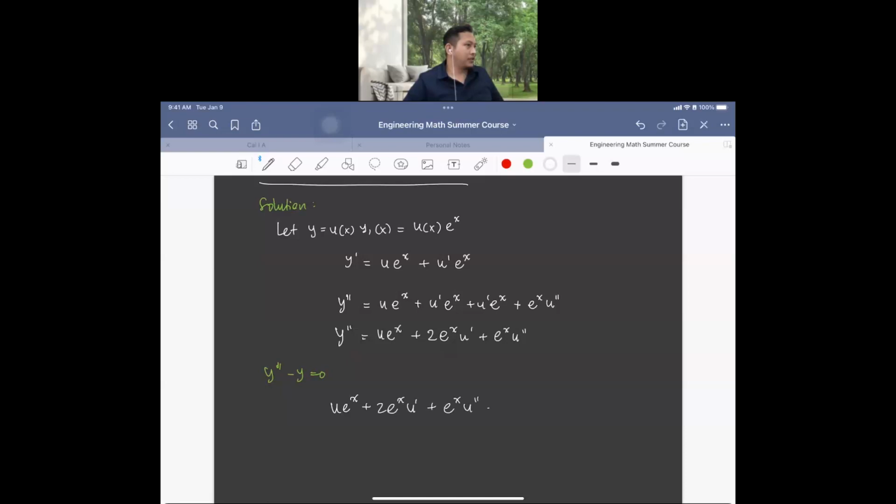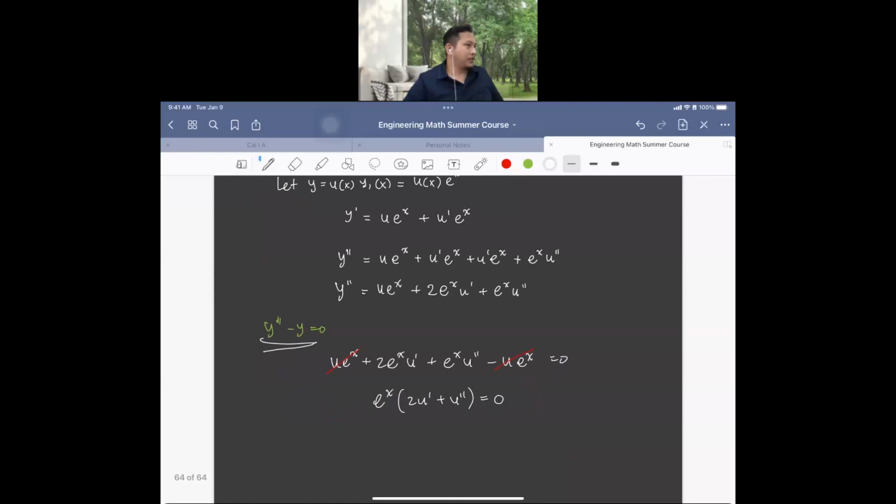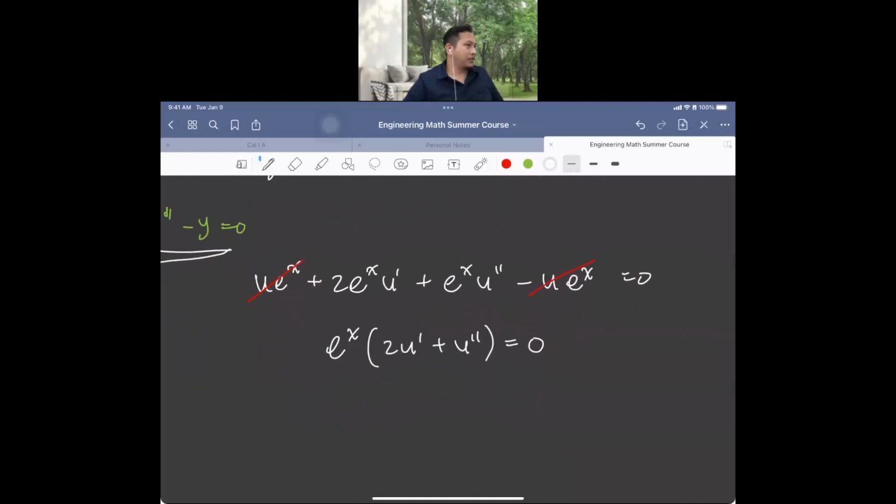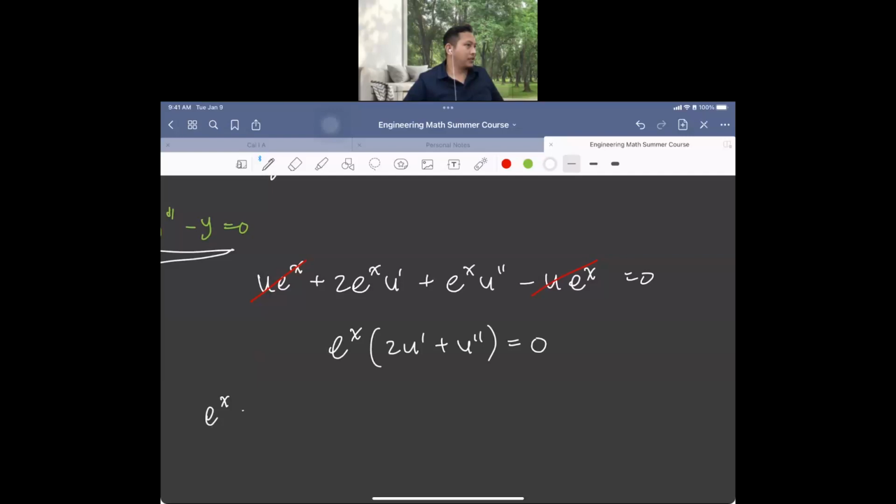So u e to the x plus 2 e to the x u prime plus e to the x u double prime, minus y, which is just u e to the x. So it cancels, and we have 2u prime plus u double prime supposed to be equal to 0 because of the given equation. e to the x will never be 0, so the one that makes it 0 is just the inside expression. So u double prime plus 2u prime is equal to 0.